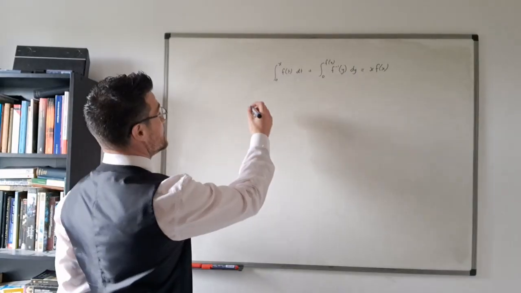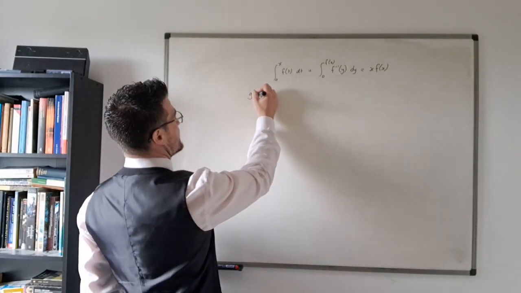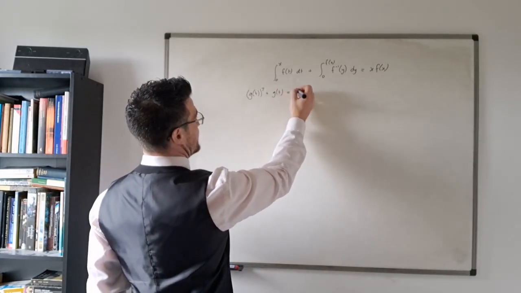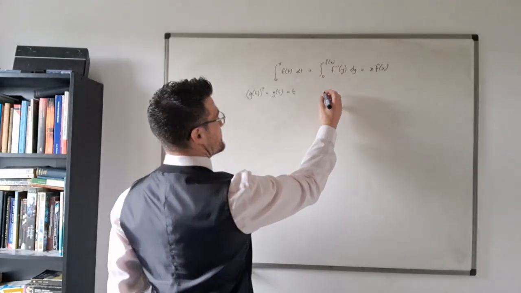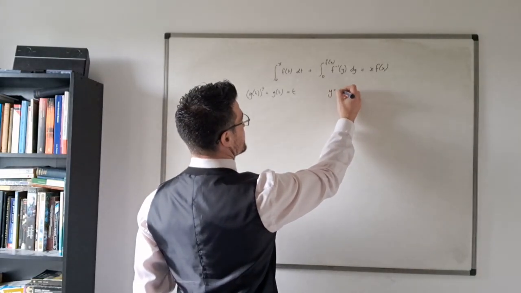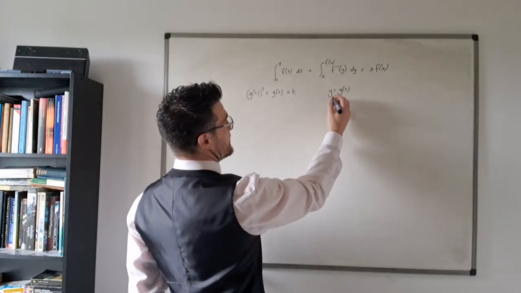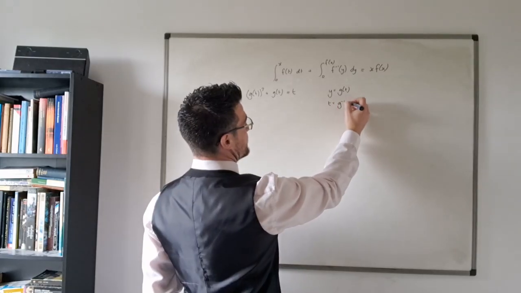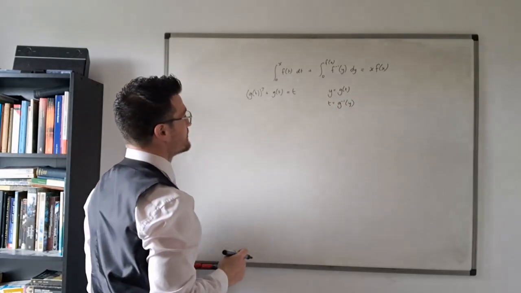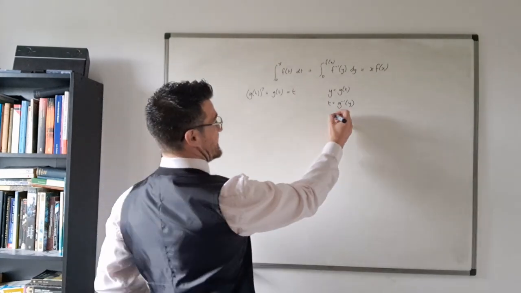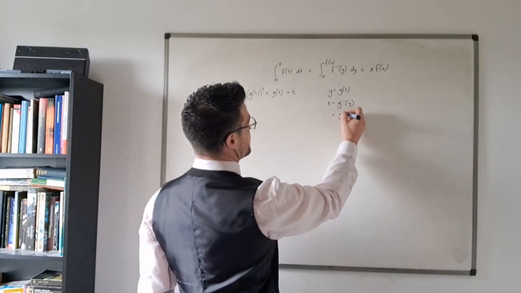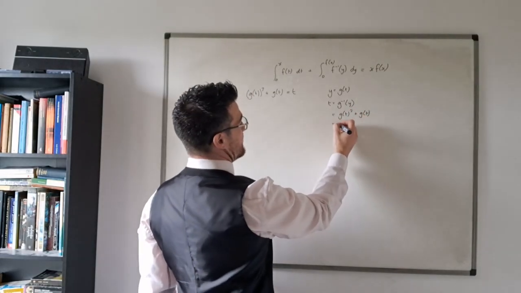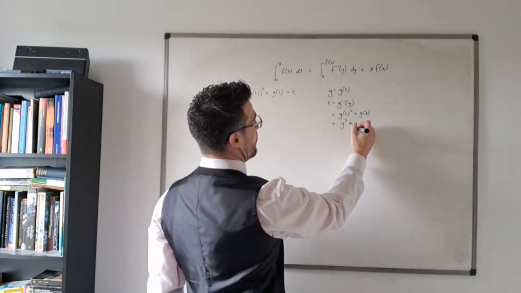Right, so what do we have? We have g of t cubed plus g of t is equal to t. Okay, so let's say that we've got y equals g of t. Then t is going to be equal to g inverse of y. But we know that t is equal to g of t cubed plus g of t, and therefore this is equal to y cubed plus y.